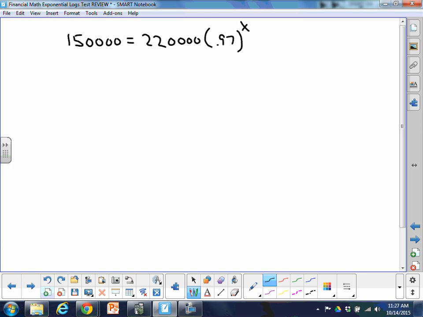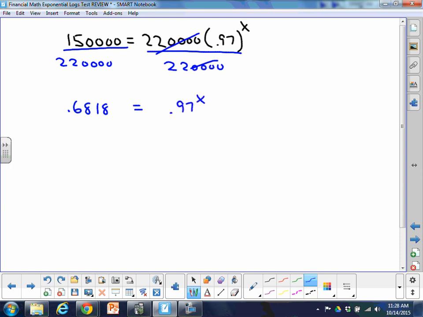Okay, so your first step in doing all these is to start getting the variable by itself. So get the exponential by itself. So I would always divide by the initial value. Get rid of that guy. Okay, 220,000. So if we do the division there, I'm getting around 0.6818. Okay, and that pattern continues. So carry at least 4 decimal places.